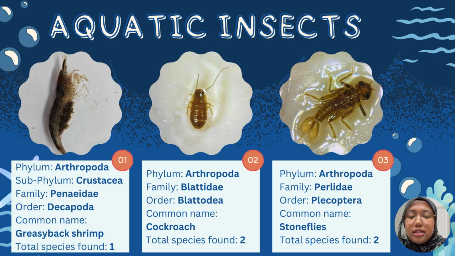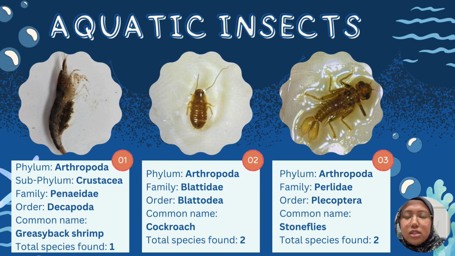The first aquatic insect from our sampling is greasy-back shrimp. It is from phylum Arthropoda and fall under subphylum Crustacea. Its family is Penaeidae and it fall under order Decapoda. Total species found is 1. Second aquatic insect is cockroach from phylum Arthropoda and fall under order Blattodea. It comes from family Blattidae and total species found is 2.